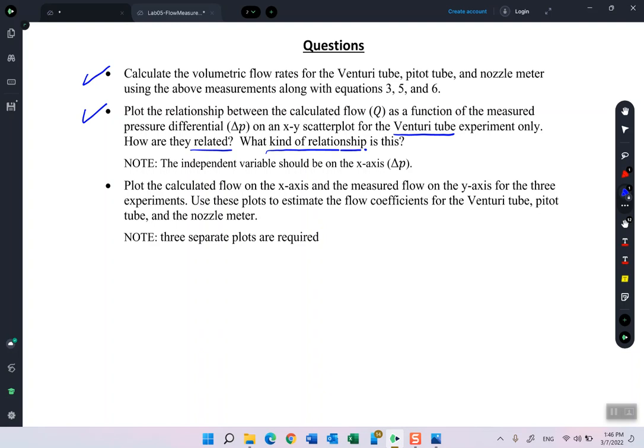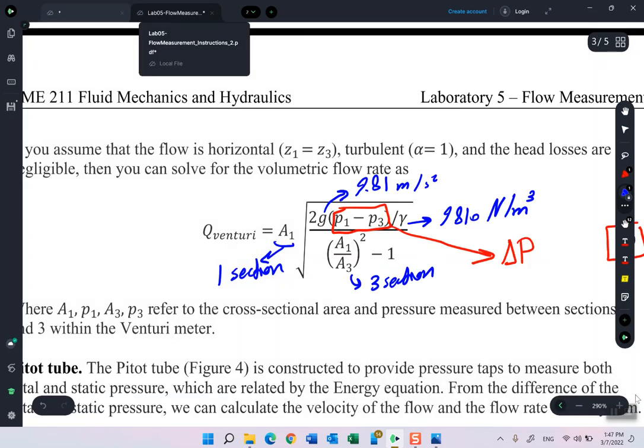So when we increase the Q, that means we increase... So where is the delta P? Yeah. You would like to answer that?